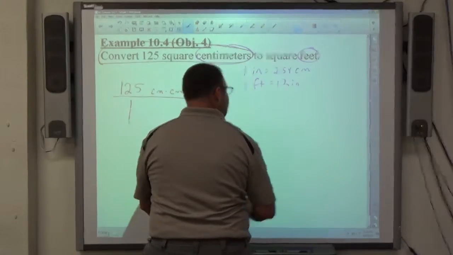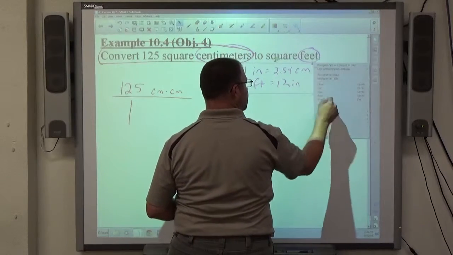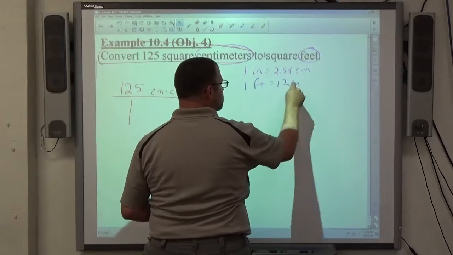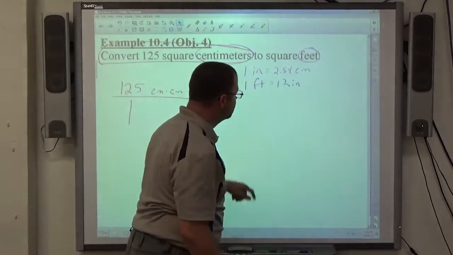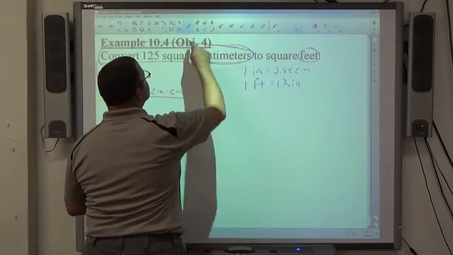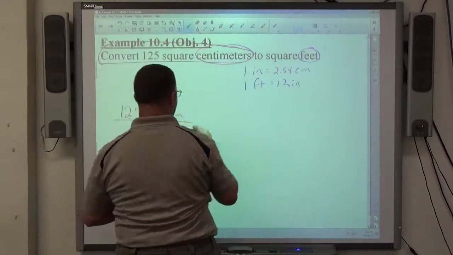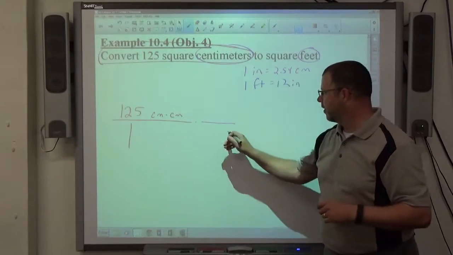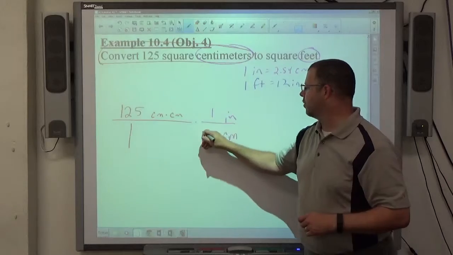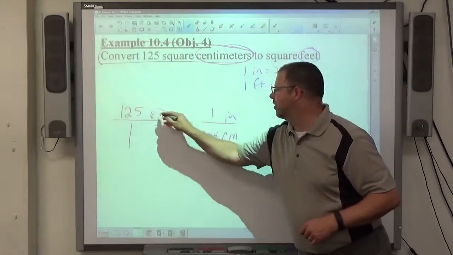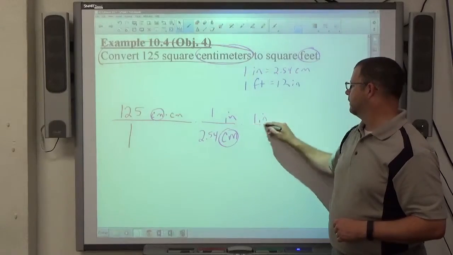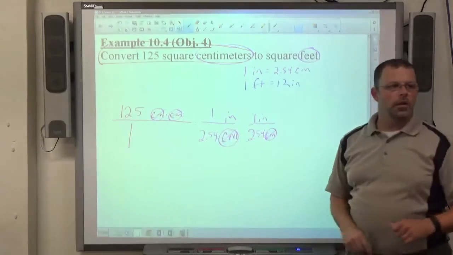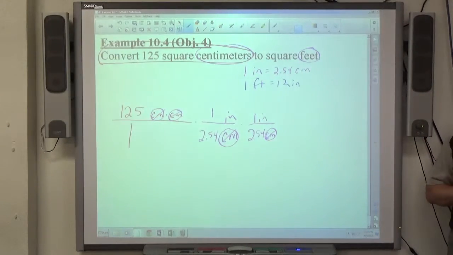So first off, let's use different colors here. Blue. All right. So 1 inch equals 2.54 centimeters. Parker, where should the centimeter unit go? Very good. And therefore inch goes on top. 1 inch goes with 2.54 centimeters. Centimeters, centimeters, so we need 2 of those. So that's sufficient to get us down to inches, inches.